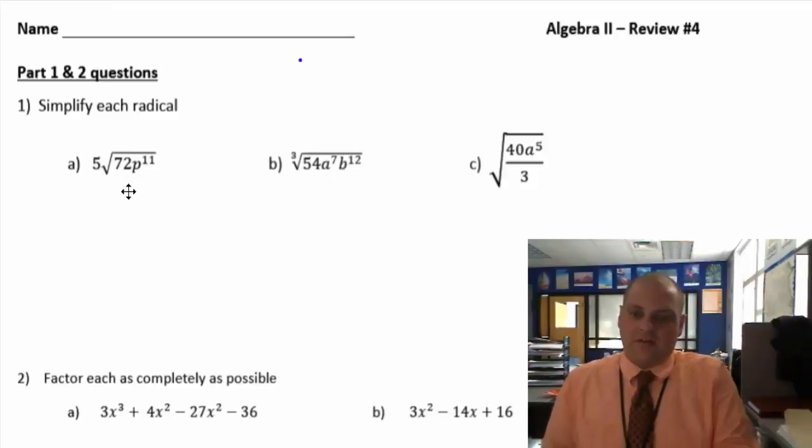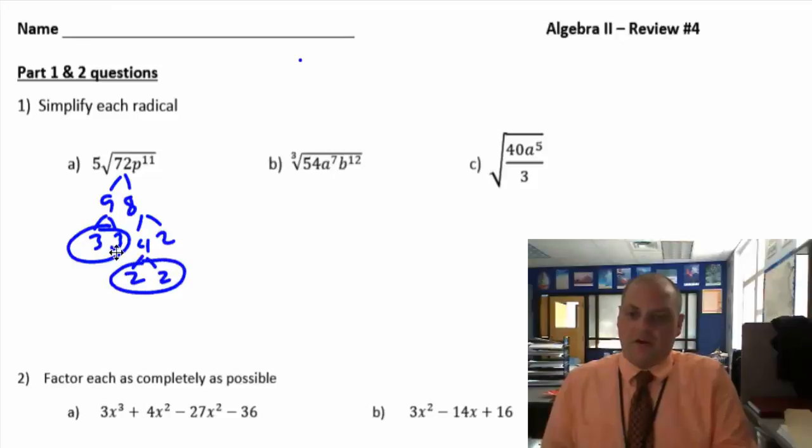All right, so 72, 9 times 8, 3, 3, there's a pair, 8's 4 times 2, 4 is 2 times 2. All right, so I'm taking out a 3 and a 2. That's 6 times 5 is 30.